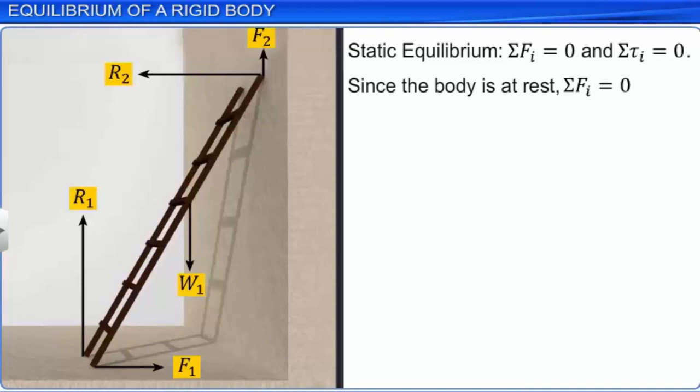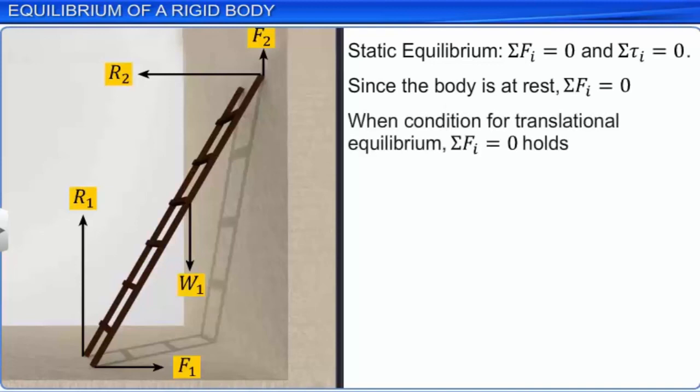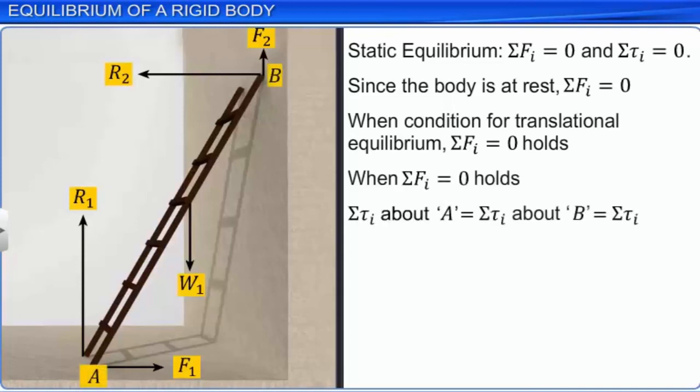As the condition for translational equilibrium holds good in this case, we can calculate the torques about point A or about point B or about any other point to compute sigma tau i and to equate it to 0.